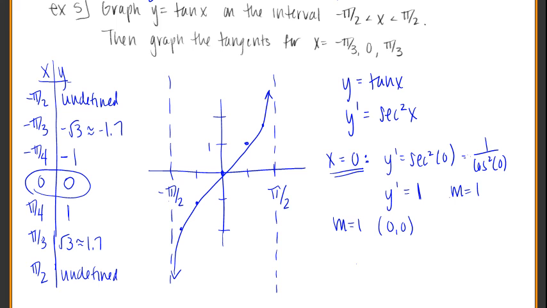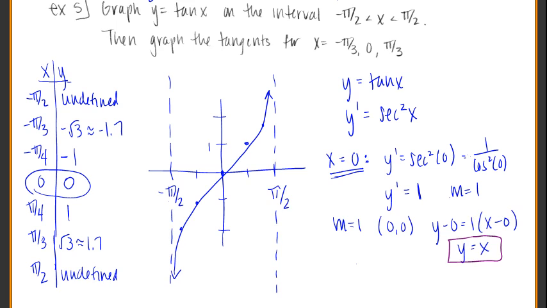So now we can write our equation. y minus y1 is equal to m times x minus x1. So at the point 0, so at x equals 0, the equation for my tangent line is y equals x. So let me go ahead and box that up. We're going to definitely use that here in a second.